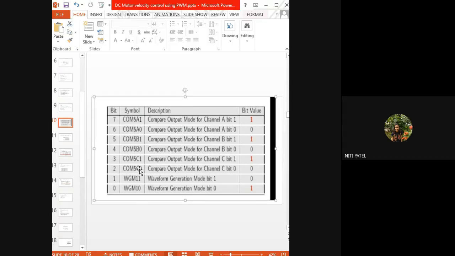Channel A has two values, 1 and 0, which has respective bit value also. तो अगर A1 है तो bit value 1 है, A0 है तो bit value 0 है, B1 है तो bit value 1 है, B0 है तो bit value 0 है. Again, if it is C channel, if it is C1, bit value is 1. If it is C0, bit value is 0. The remaining two are used for waveform generation.